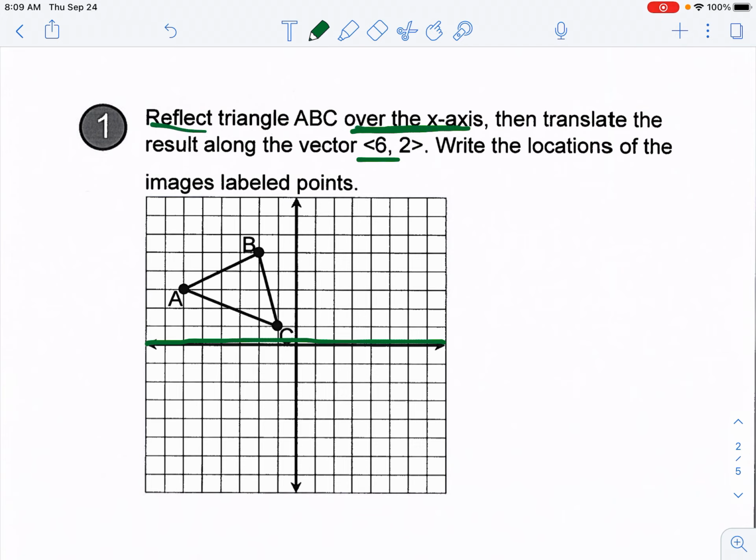Let's count to our green line and then reflect it down. A is 1, 2, 3 away, so I'm going to go 1, 2, 3 down, and I'm going to call it A prime. B is 1, 2, 3, 4, 5 away from our reflection line, so we're going to go 1, 2, 3, 4, 5 down. We're going to label it so we know that's B prime. C is 1 away, so we're going to go 1 below it, and we're going to label that C prime so that we know. And here is our new triangle.